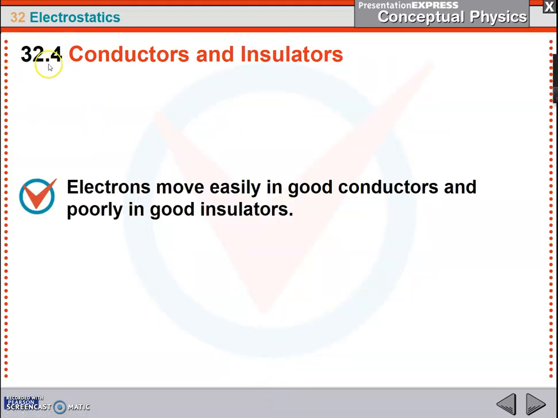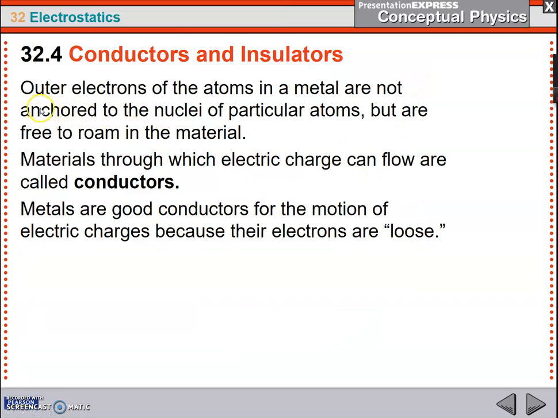And then new for today, 32.4, conductors and insulators. Electrons move easily in good conductors and poorly in good insulators. So we're going to talk about that and some of the why that is. Outer electrons of the atom in a metal are not anchored to the nuclei of particular atoms. They are free to roam around in the material. Materials through which electric charge can flow are called conductors. Metals are good conductors for the motion of electric charges because their electrons are loose.